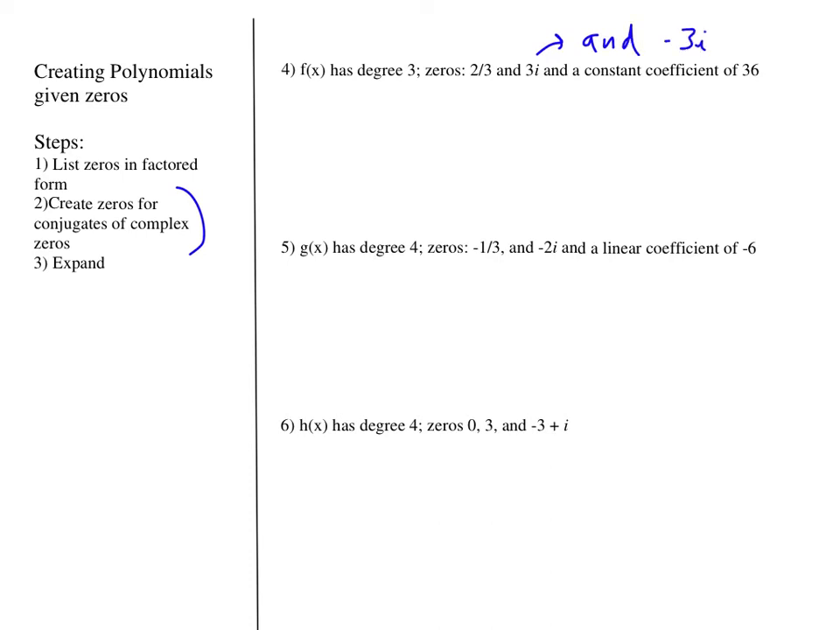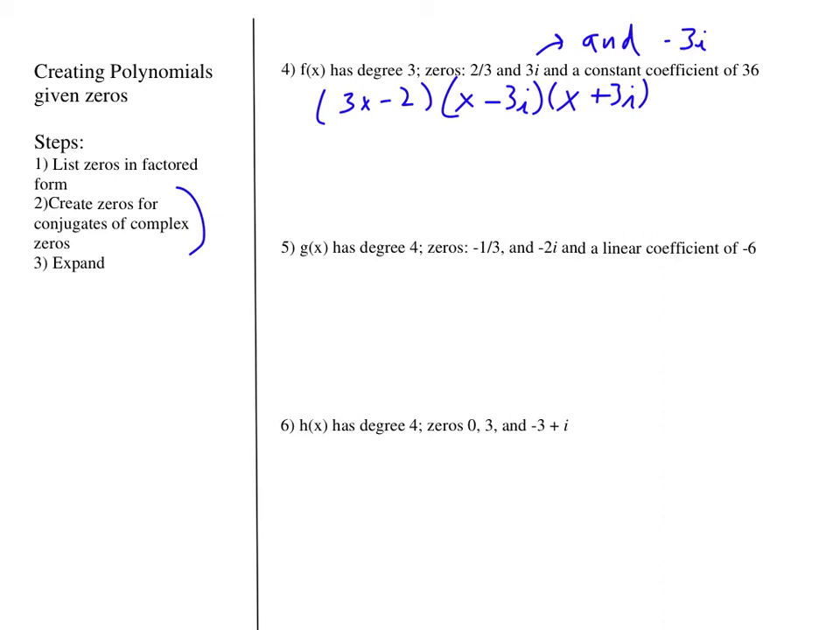So that goes back to the first page of the section. It said the complex conjugate theorem. If a polynomial has the 0 at a complex number, its conjugate must also be a 0. So when I build this then, I'm going to do 3x minus 2 for the 2/3. I'm going to do x minus 3i for the 3i, and then I'll do x plus 3i as well. Remember the constant coefficient of 36, we'll take care of that at the very end.